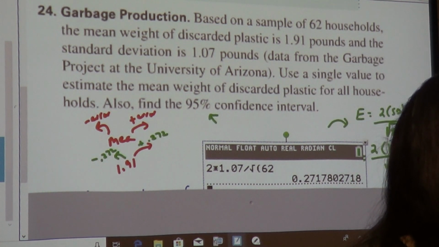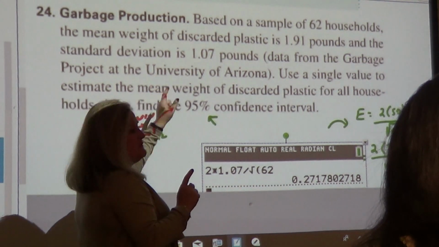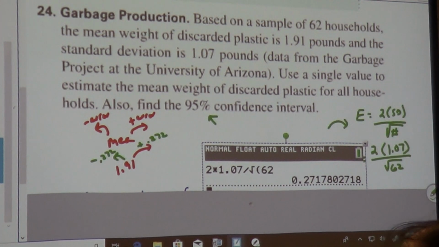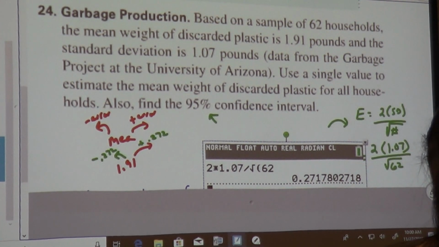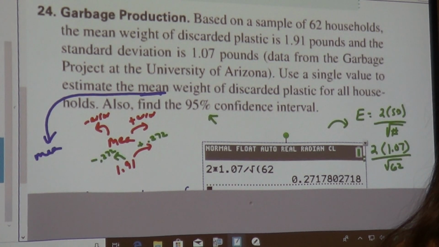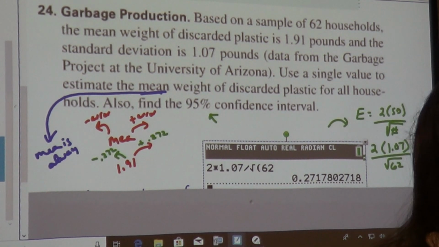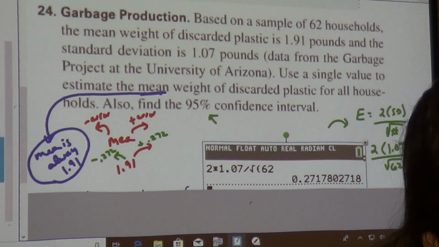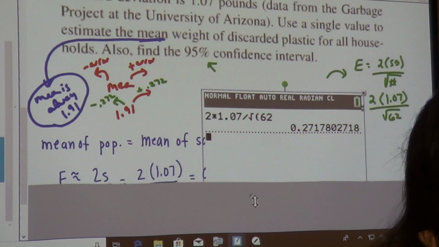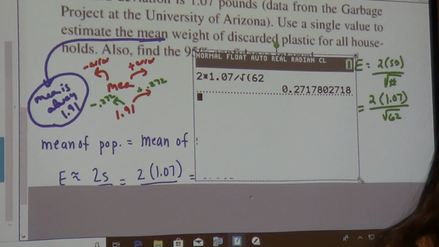Now, there's also another question that says use a single value to estimate the mean. What's the mean of this problem? The mean is the mean is the mean no matter what. The mean is always 1.91, no matter whether it's group data, single data, multiple data, no matter what the data is. So, I kind of worked it out down here. Cover this, uncover this.